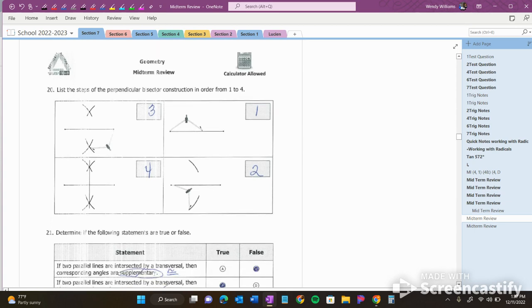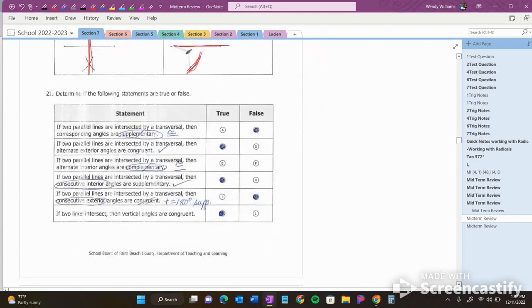Then they're giving you the steps for the perpendicular bisector. 1, we open our compass a little past halfway. 2, we swing above. We swing below. 3, we swing above and below from the other side. And 4, we cross. I guarantee there will be 2 of these on your exam.